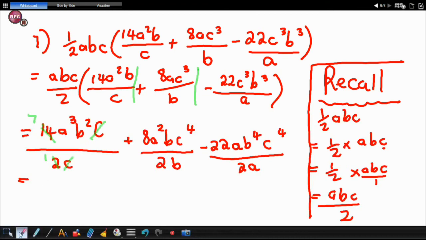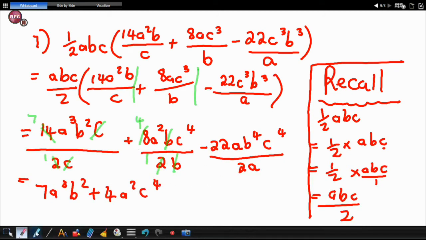So what am I going to be left with here? I'm going to be left with just 7a cubed b squared. Then I go again with my highlighter. So 2 goes here once, 2 goes here 4 times. And then I don't have anything to cancel, but the b and the b cancel. So that means I will be left with plus 4. Then I have an a squared there, a squared, and then c to the power of 4.